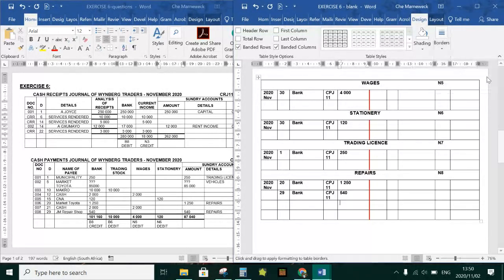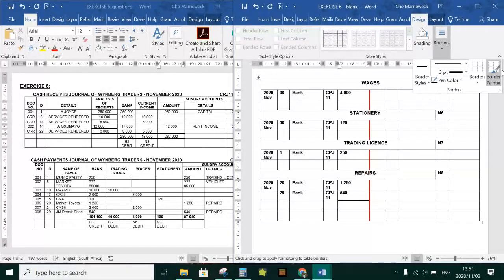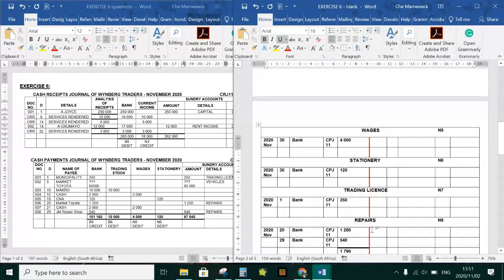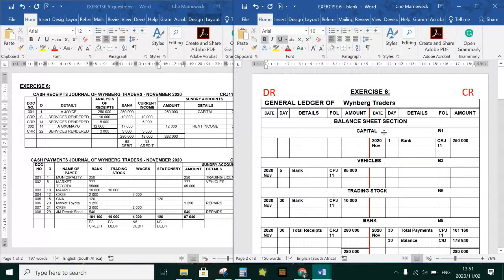Because we have 2 amounts on the same side, we're going to total. So we take our ruler, we just draw one line, and we're going to add the 2 values up. So 1790. There we go. That's exercise 6 done.